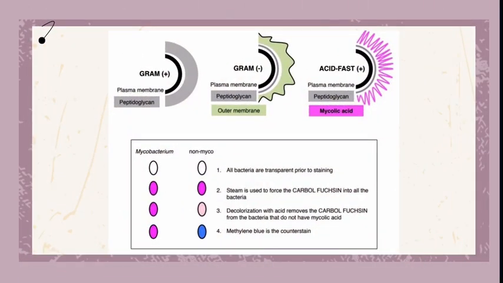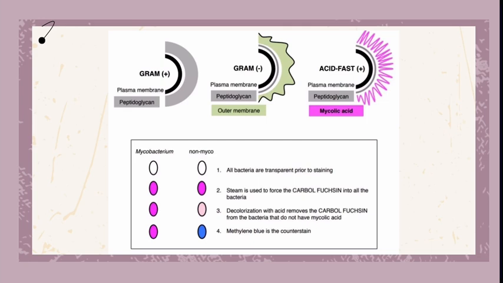In this picture, you can see the difference between the Mycobacterium species and the non-Mycobacterium species as they go through the process of AFB staining. At first, all bacteria are transparent prior to staining. Then steam is used to force the carbolfuchsin into all the bacteria. Third, decolorization with acid removes the carbolfuchsin from the bacteria that do not have the mycolic acid. And lastly, methylene blue is the counterstain.